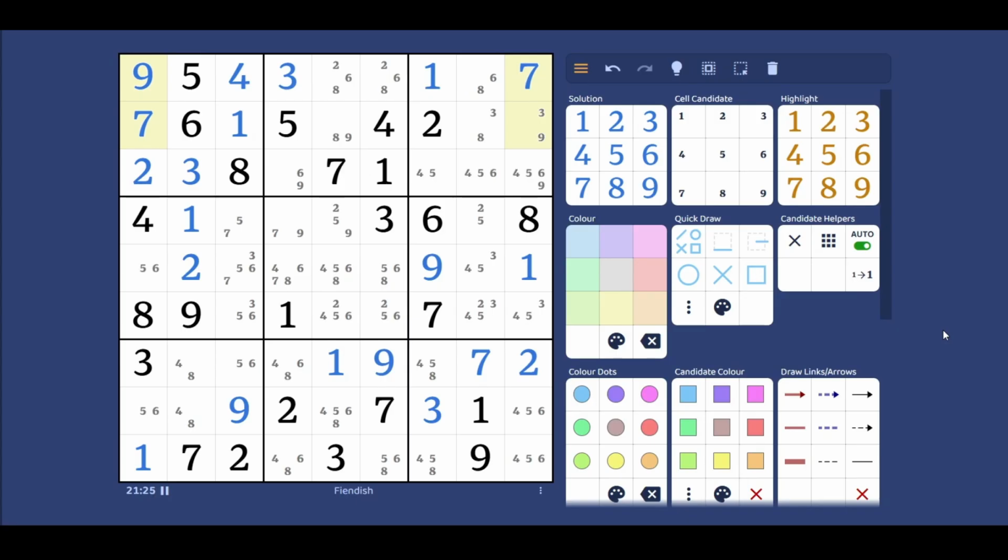Avoidable rectangles are one of the simplest techniques, and they occur when we have that deadly rectangle pattern we just looked at, and we start to fill it in, but we could stop it from being completed by preventing at least one of the placements of the candidates.